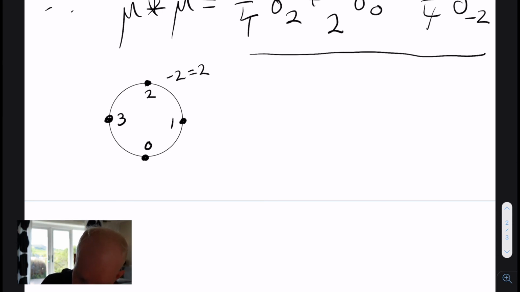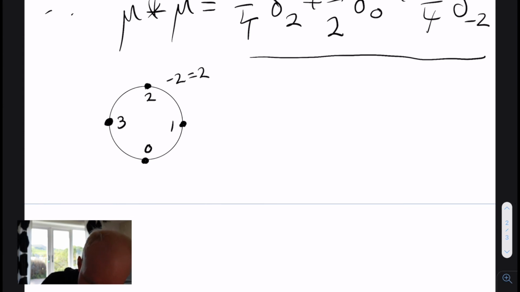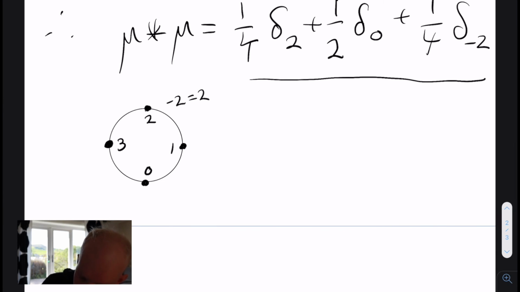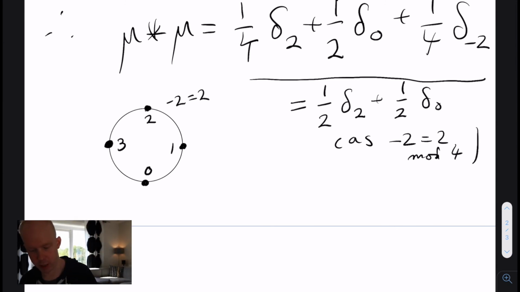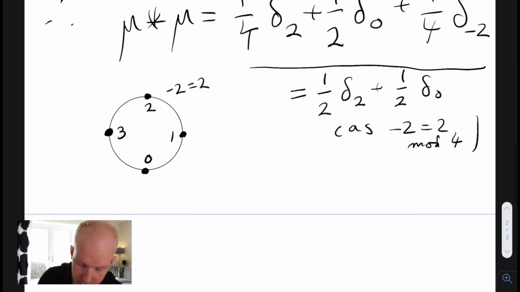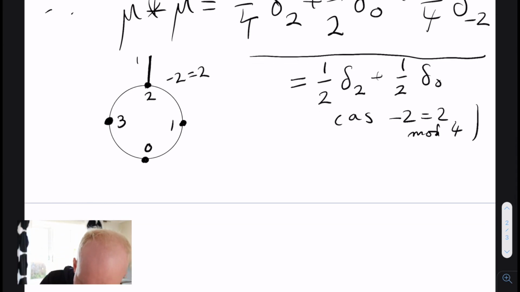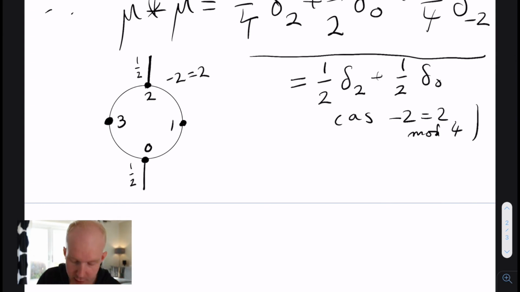So basically what the distribution has to look like after 2 steps is that this actually equals the same point. If you look at the inverse of 2, this becomes a half of Dirac at 2 and then plus half of Dirac at 0, as 2 is equal to minus 2. That's 2 modulo 4. That's what we have. So you have basically a half weight here and a half weight here. So that's the convolution mu star mu.